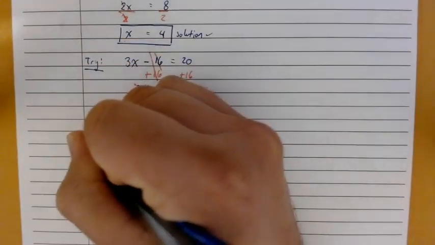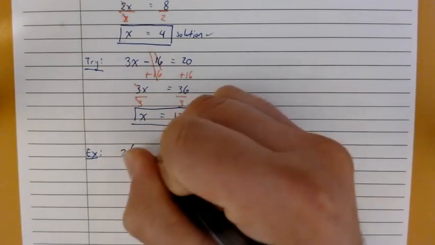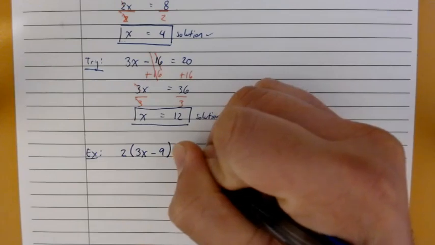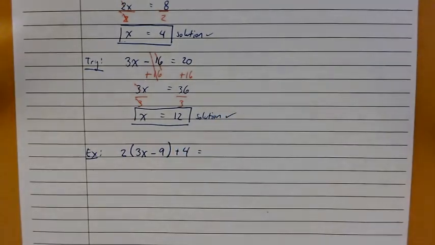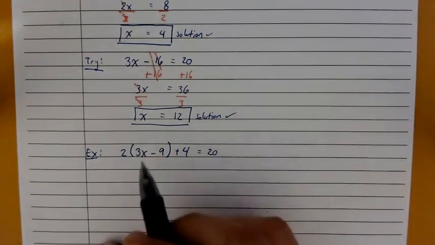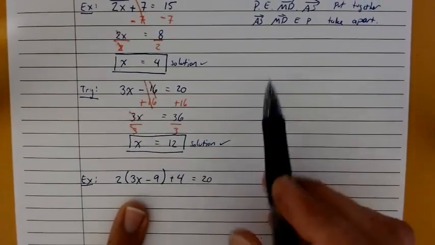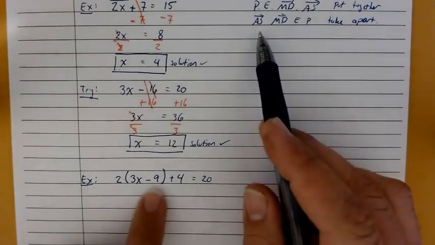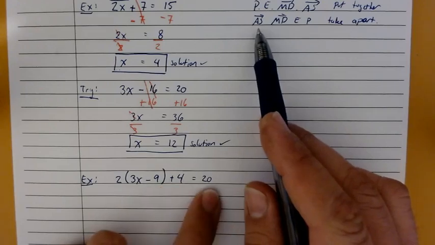Well, let's consider, for example, something that looks like this. Let's say I have 2 times (3x minus 9) plus 4 is equal to 20. Okay? Now, notice I have some parentheses here. One thing I could do is exactly what we have here. We could say, okay, let's get rid of the addition and subtraction first. So let me subtract the 4 away.